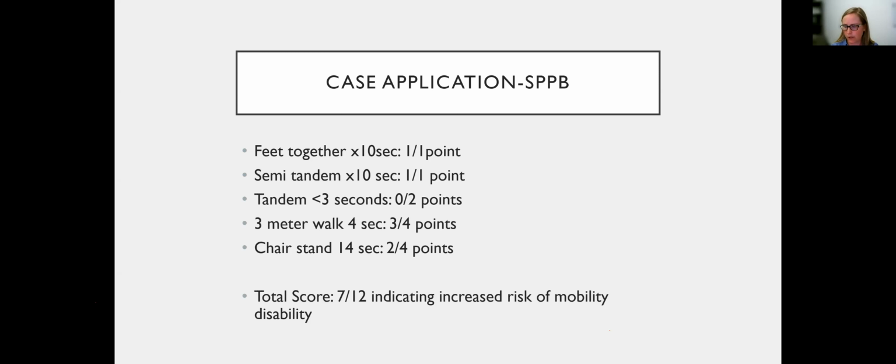I do have a reference for the short physical performance battery and how to grade that. For him, he scores a 7 out of 12, and if you remember back when I talked about it, anything 10 or less does increase the risk of mobility disability. So these are definitely aspects that we want to improve with him, looking especially at lower extremity strength and then balance, the two big points here.